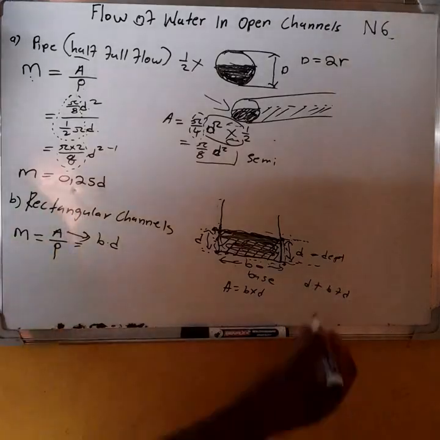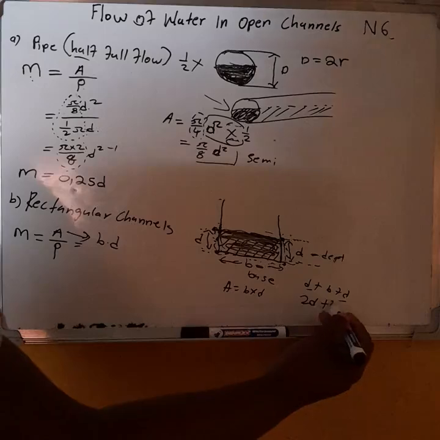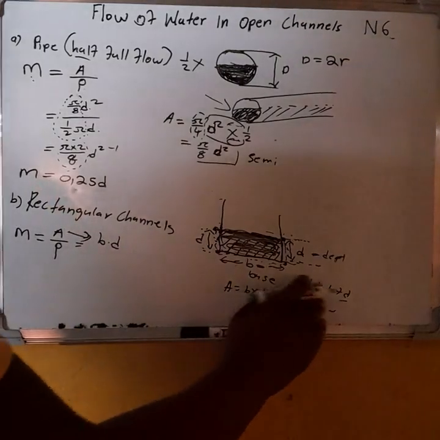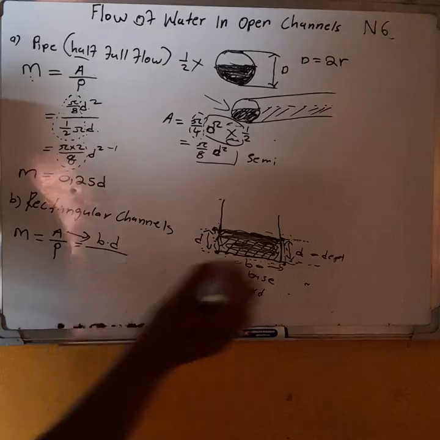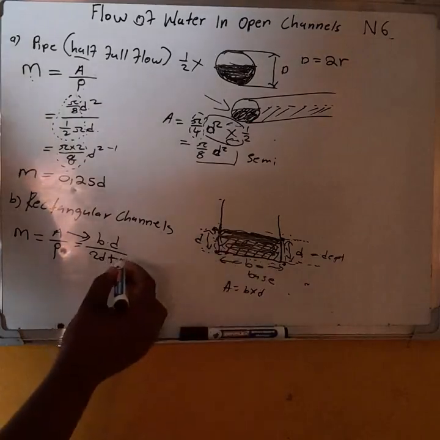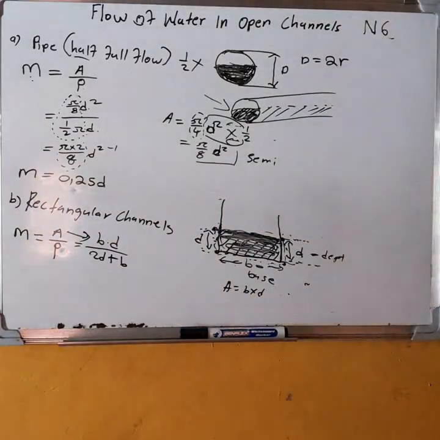Right. Mathematically, these are the same, so it will be 2D plus what? B. We understand. This is the wetted perimeter, P. We add those things: when you add 1 and 2, it will be 2D plus 1 of B. You understand that?